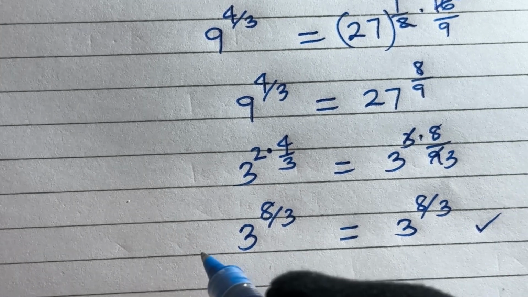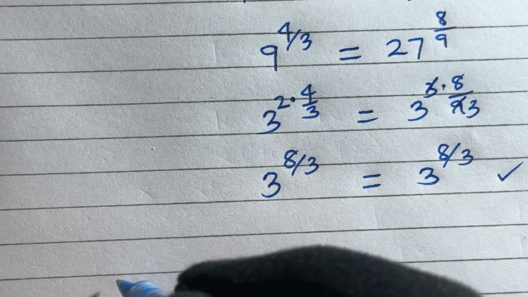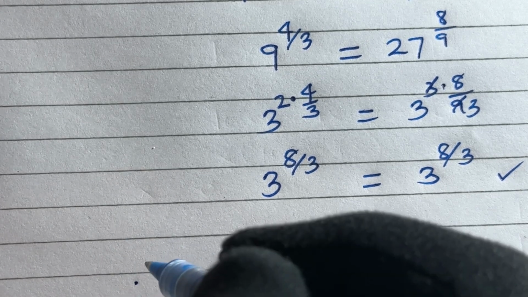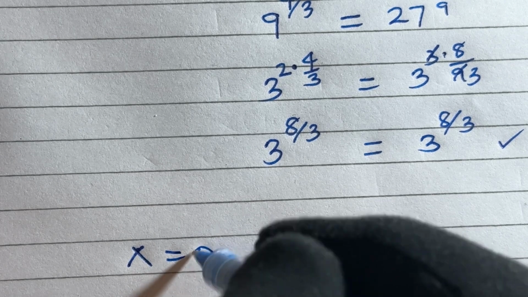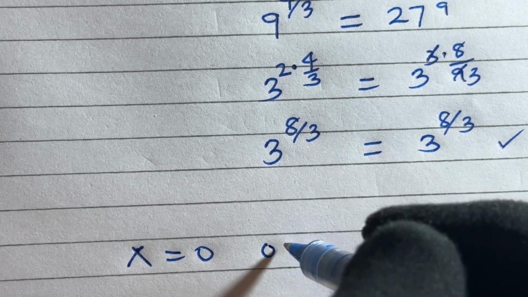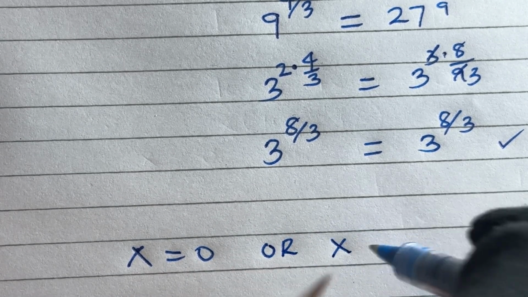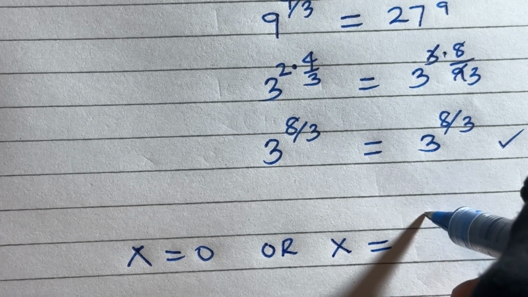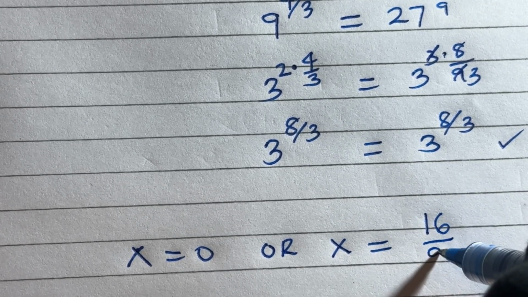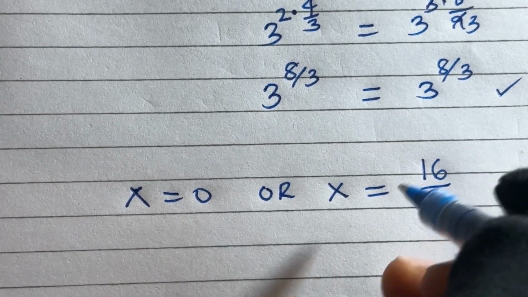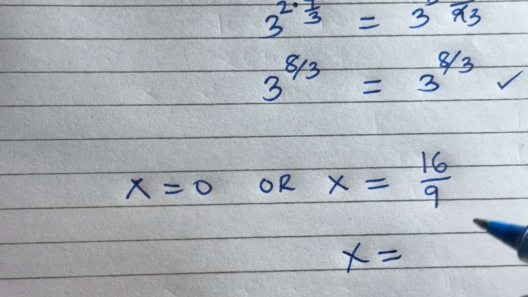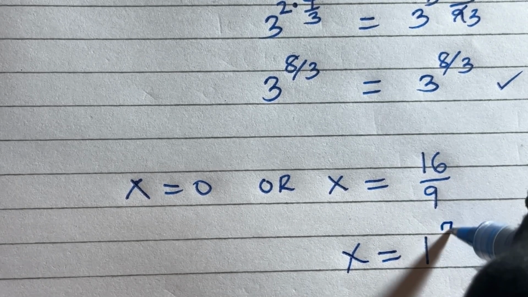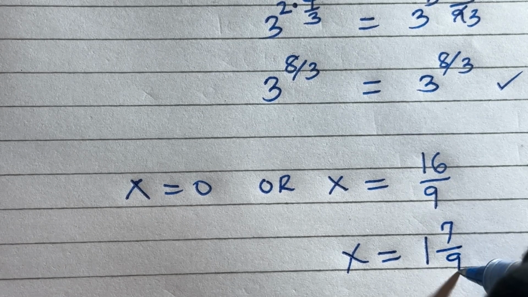So our solutions are x is equal to 0 or x is equal to 16 over 9. 16 over 9 can also be broken down into one whole number, 7 over 9.